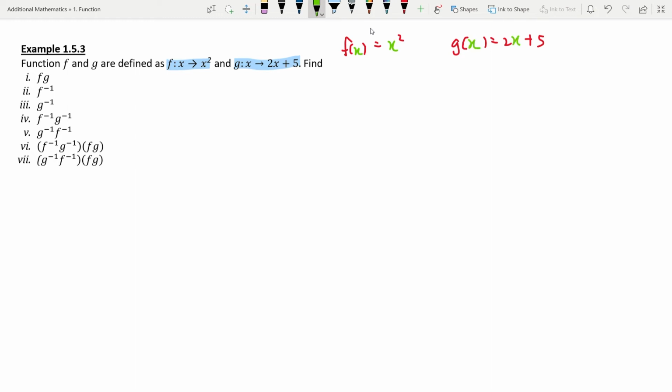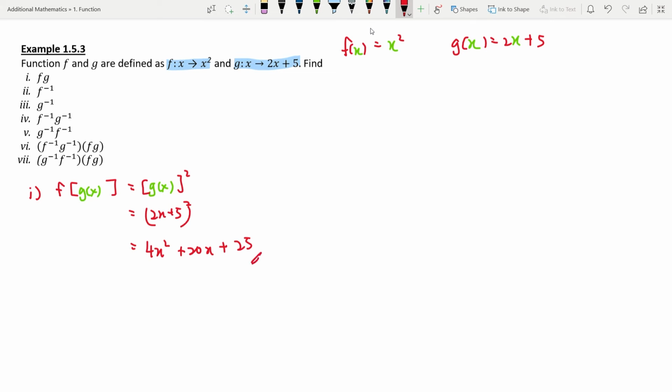For the first one, we are asked to find function fg. This is just a composite function of fg. F of gx is equal to gx squared. Substitute the gx, we have 2x plus 5 squared. Expand the bracket, we have 4x squared plus 20x plus 25. Fgx is equal to 4x squared plus 20x plus 25. And x is the variable.